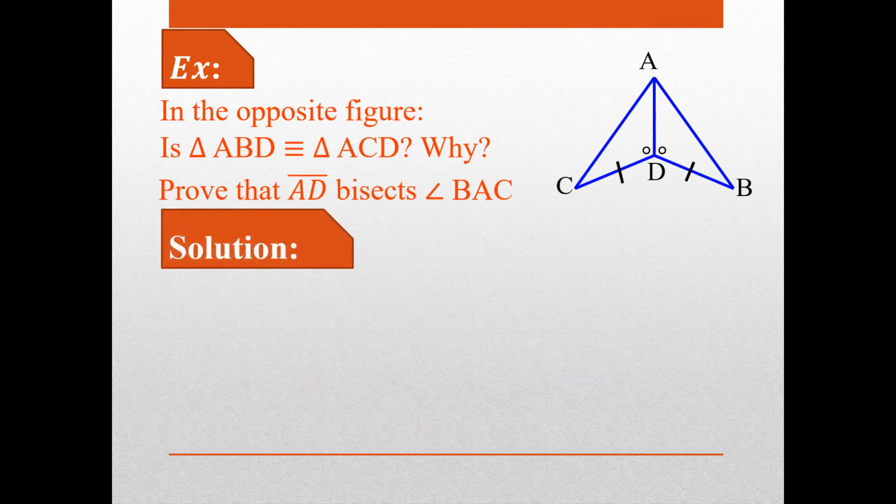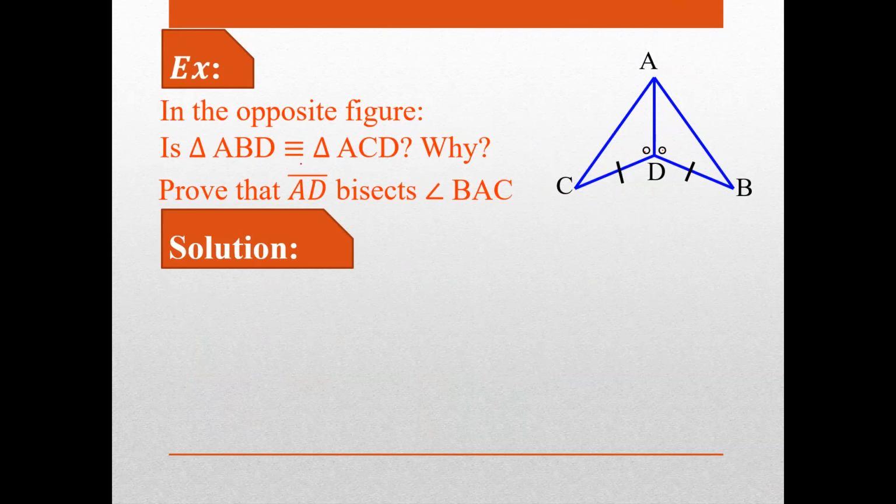Let's see. We have givens like angle ADB equals angle ADC. This angle equals this angle. And we have DB equal to DC. Two sides are equal in length.